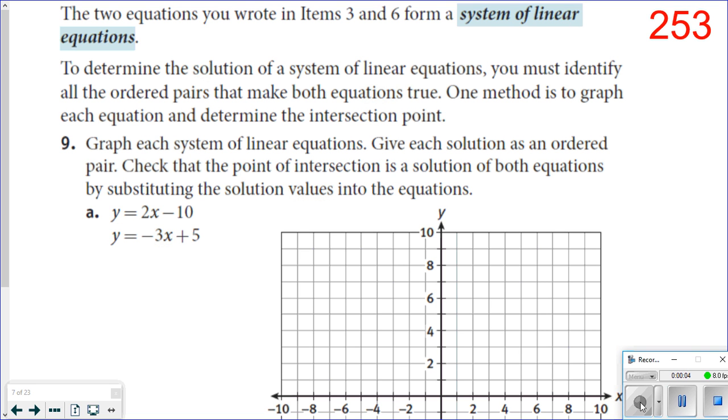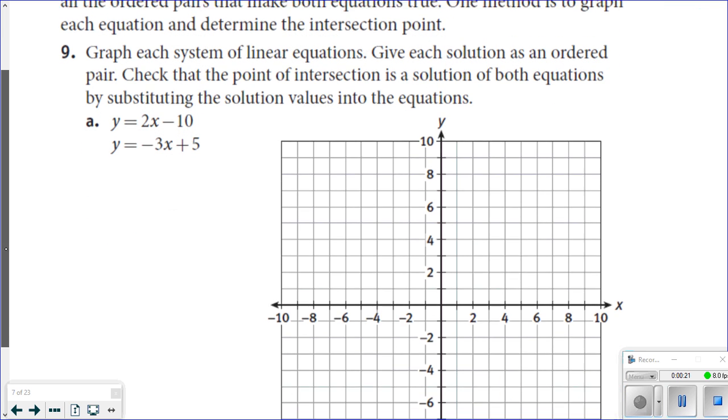Open your books to page 253. We're still talking about lesson 17.1, which is solving systems of linear equations by graphing. So we're going to start with question 9.